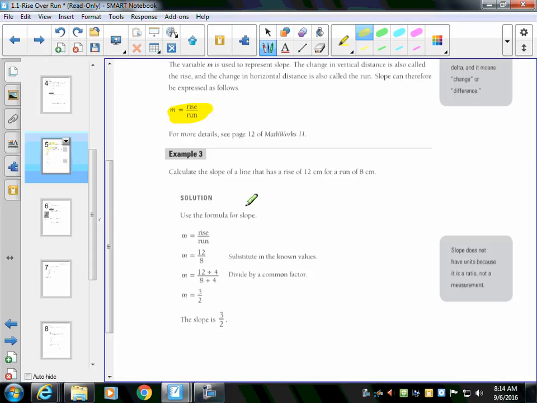So let's look at a couple examples. Calculate the slope of a line that has a rise of 12 centimeters for a run of 8 centimeters. So we do the rise over run formula. It rose 12, ran 8, so 12 divided by 8. If you're going to leave it like this, you have to have a reduced fraction. Lots of times we like our slopes to be in a fraction. That means it's exact measurements. So 12 divided by 8, well, we could divide each by 4, and that would reduce to 3 over 2. So the slope is 3 over 2. If we put it in decimal form, the slope would be 1.5.